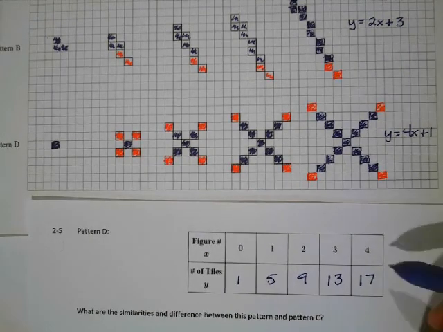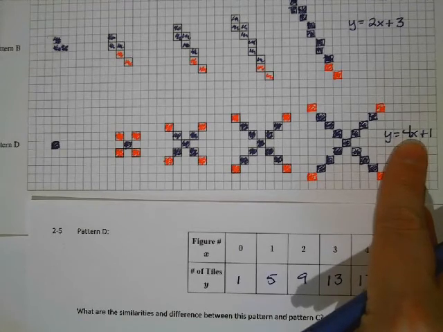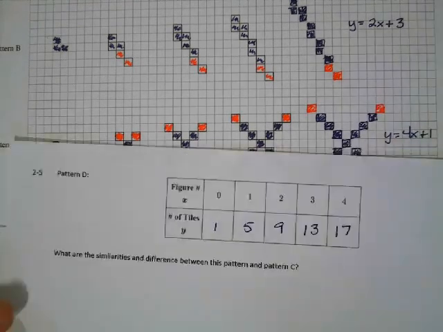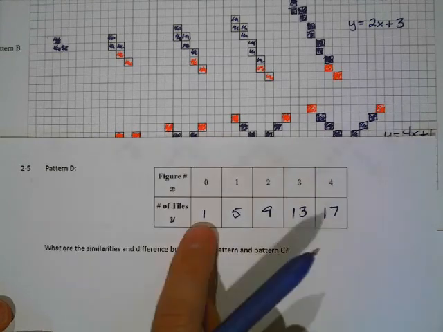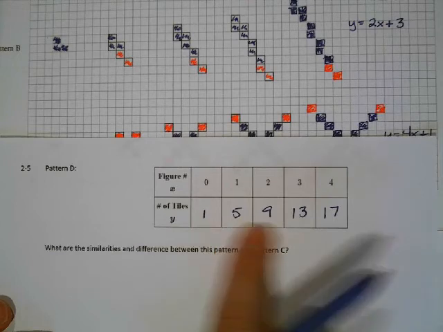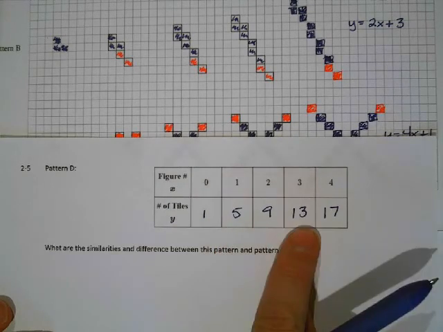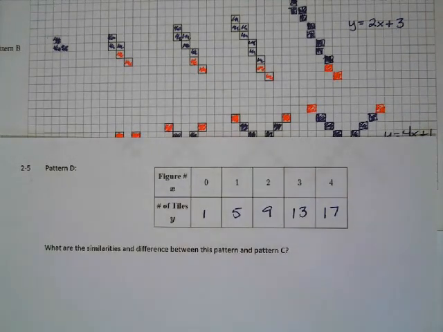And you can double check your answers. In the fourth figure, you would put 4 times 4 is 16 plus 1, and you would get 17 tiles, just like we have right here. So in figure 0, 1. Add 4, we get 5. Add 4, we get 9. Add 4, we get 13. Add 4, we get 17. So there is our pattern D.